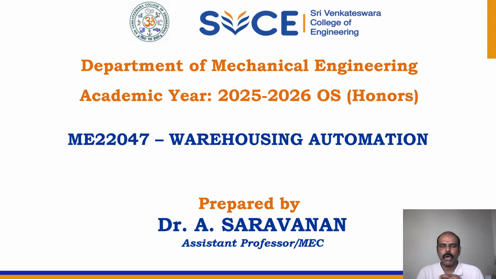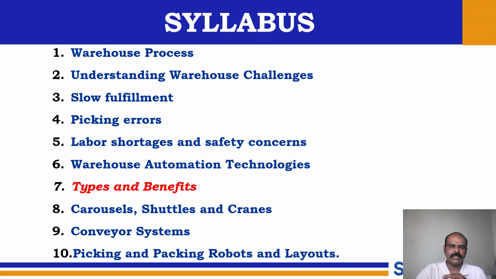Under the honors degree program, you are carrying out the course named Warehousing Automation. With respect to the contents, we are learning about the warehousing process. That is the first unit. It is going to completely deal with the warehousing process. And as of now, in the earlier e-content, you have learned about the first six chapters, that is warehousing automation technologies. So now we are getting into the further things.